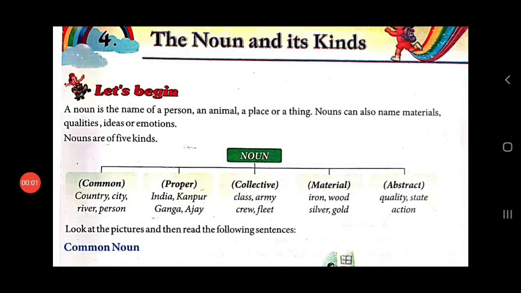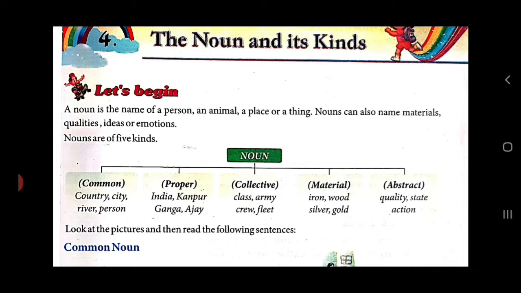Next, they are talking about abstract noun. Abstract noun, children, is the name of a quality or an action or a state. For example, bravery, honesty, beauty, liberty, truth, anger. All these are examples of abstract nouns. Now let us study each kind one by one in detail.